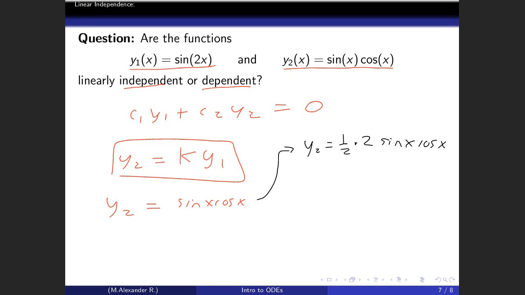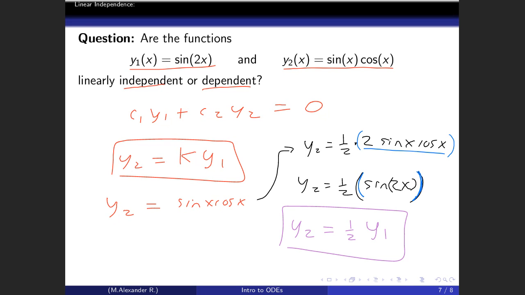But now this is the tricky part. This is where I'm going to use my math skills on trig identities. The thing in the blue is equal to sine 2x. Okay, the thing in the blue is equal to sine 2x, so this is where we're using some trig identities. And so what we are saying is the following: the y2 function is equal to 1/2 of the y1 function.